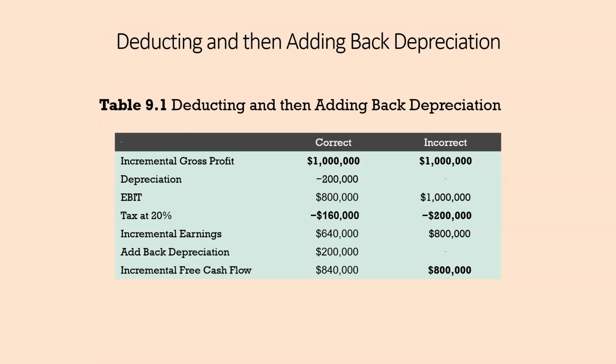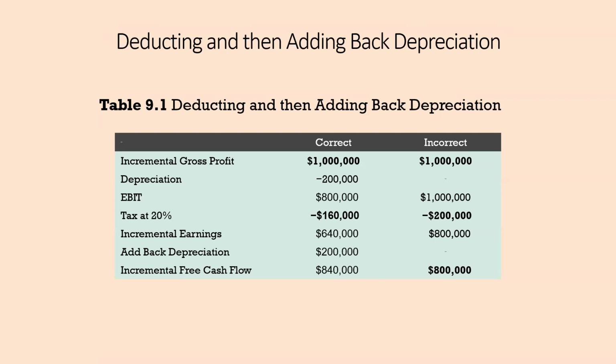However, the actual cash flow remains $840,000 because the $200,000 depreciation expense does not represent a real cash outflow. So here again in Table 9.1, it outlines the computation to determine the incremental free cash flow in this scenario. The blue boxes highlight all the actual cash flows in the correct column.